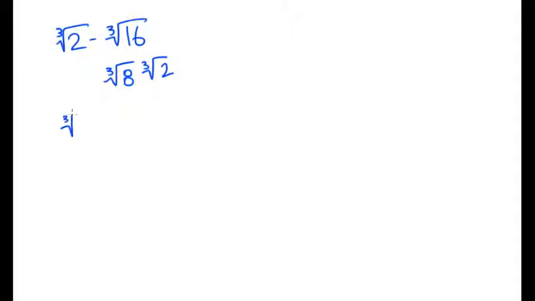Alright. Number 28. Cube root of 2 minus the cube root of 16. We need to simplify this cube root of 16 into the cube root of 8 times the cube root of 2. Doing so gets us cube root of 2 minus just 2 cube root of 2. This becomes a negative cube root of 2 as our final answer.